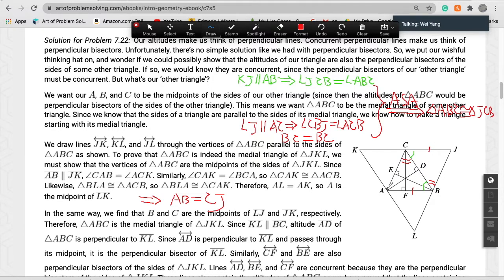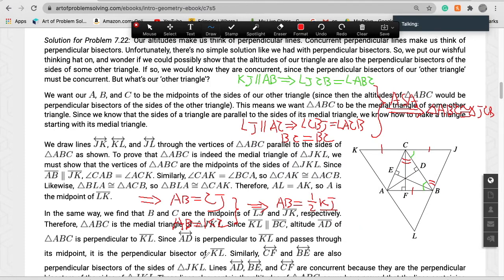From triangle AKC congruent with ACB, we already proved AB also equals KC, right? So then you combine AB equals KC. From combining these two together, we can get AB equals half of KJ, right? Or you can say KJ, this one, equals twice AB.